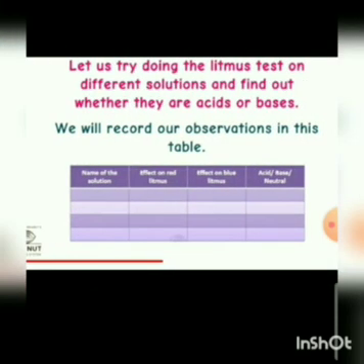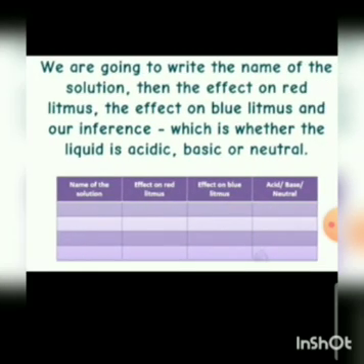Let us try doing the litmus test on different solutions and find out whether these are acidic or bases. And we will record this observation in the given table below. So can you see the table given below? Now we are going to write the name of the solution. Then second is the effect on red litmus paper. Then effect on blue litmus paper. And lastly we will know whether the substance is acidic or basic.